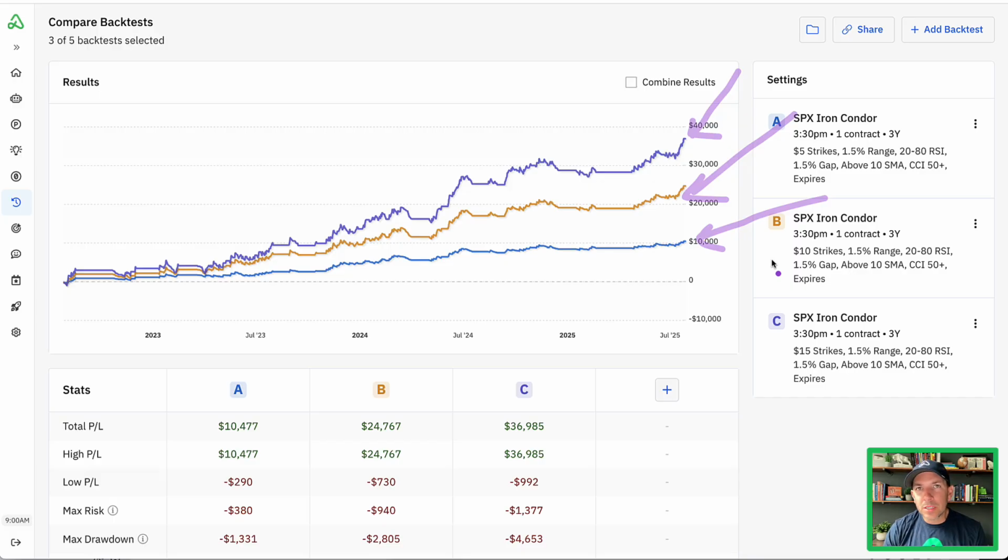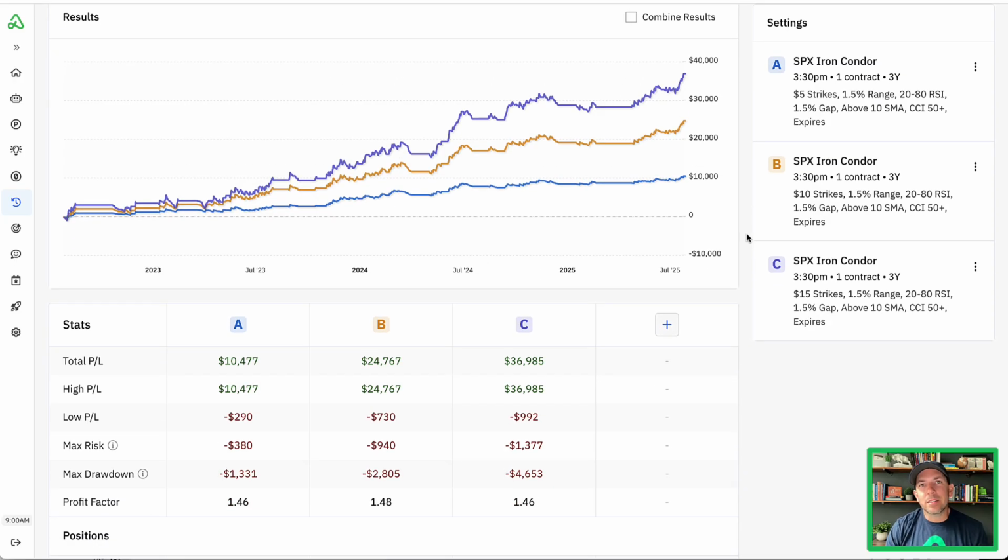It makes total sense that the wider strikes would, of course, make more money. As you progressively get wider in strikes and take more credits, overall you're going to make more money. The key is, was it worth it to do it? If you look at some of these stats here to begin with, obviously total P&L went up. You see the max risk at any one point was a little bit higher. The max drawdown, of course, went up as well.